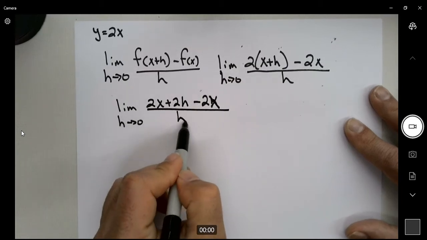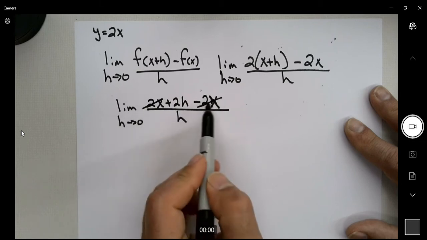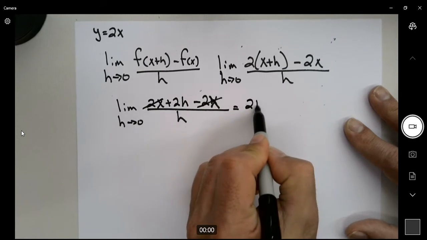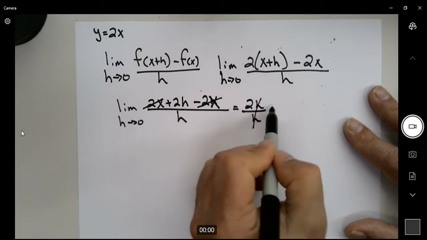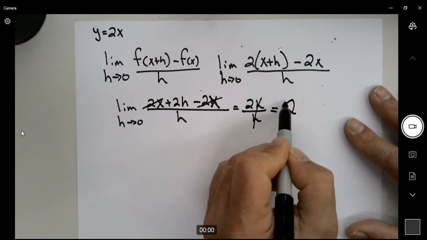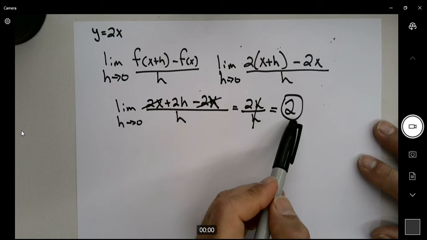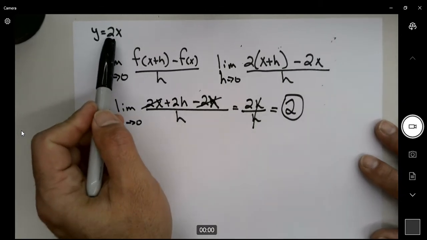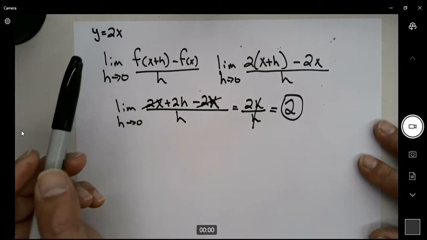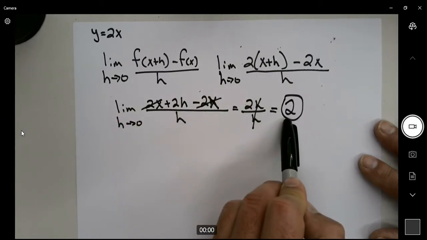over h. Now we can do some simplifying, and we see that this 2x and this 2x cancel, and we're left with 2h over h. Well, that's easy. The h's cancel, and we're left with 2. So the instantaneous rate of change at any point along that line is 2. And that should make sense to us because we know y equals 2x is a line with a slope of 2. So the slope at any point on that line is 2.